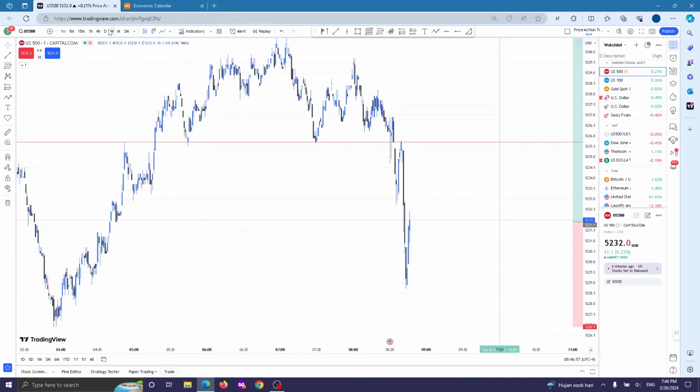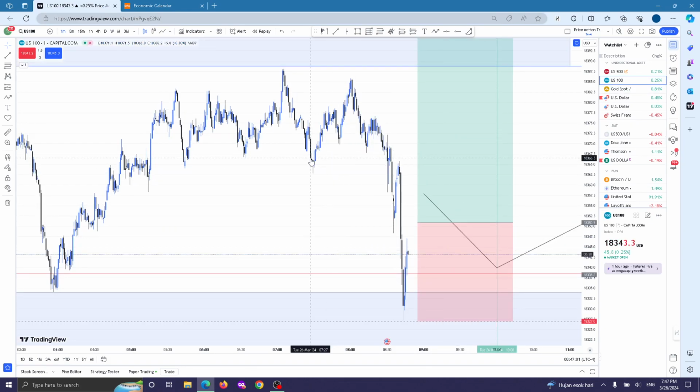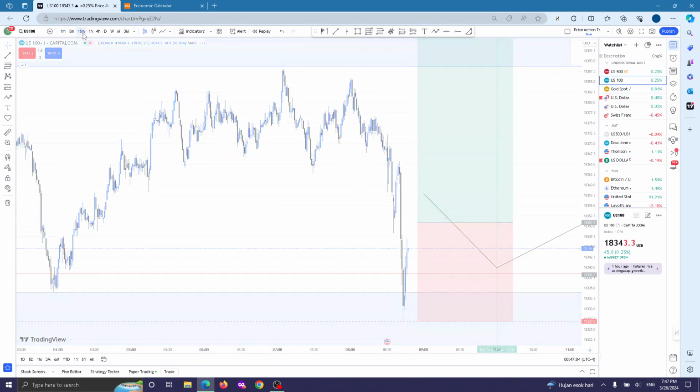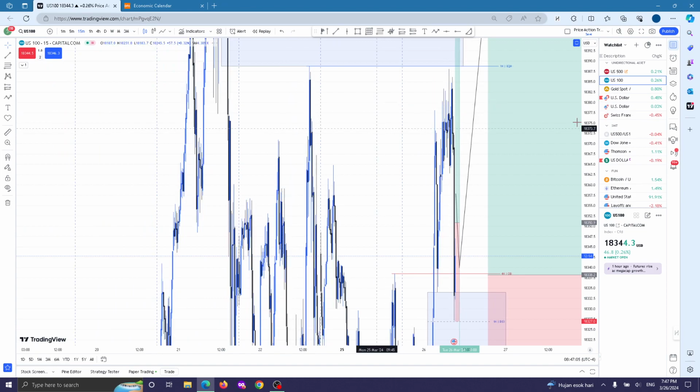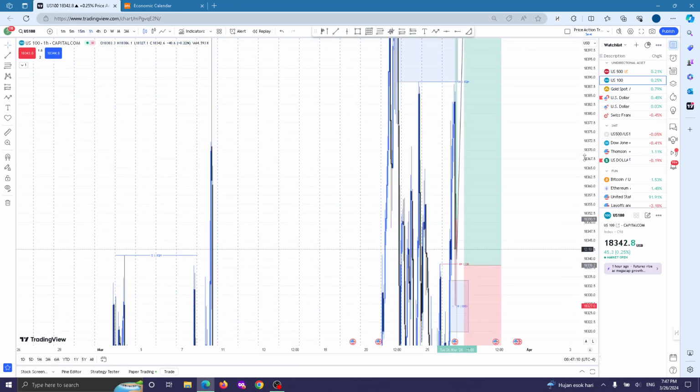I don't like this, nor do I like NQ, so I'm just gonna wait for price to do its thing. If we don't get it, then we'll wait for silver bullet.